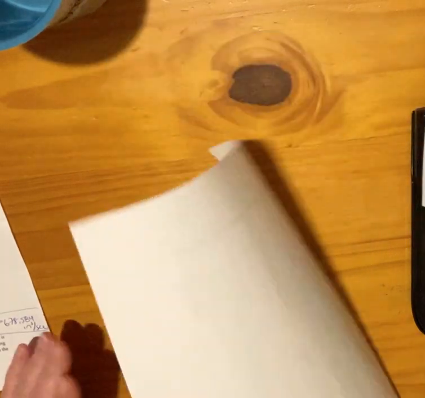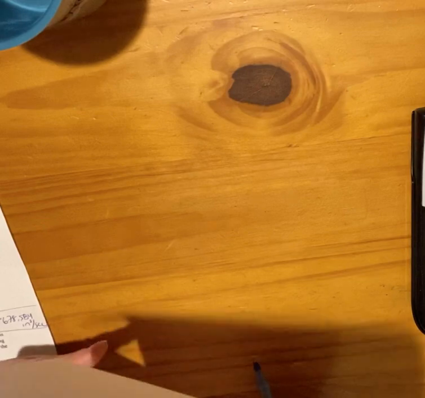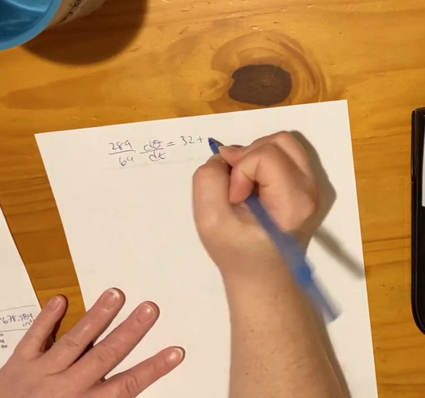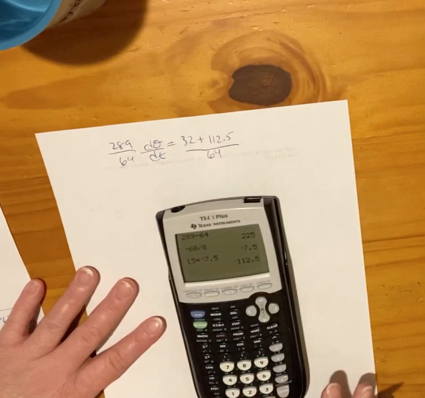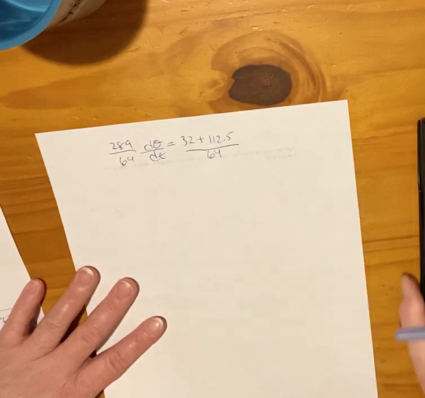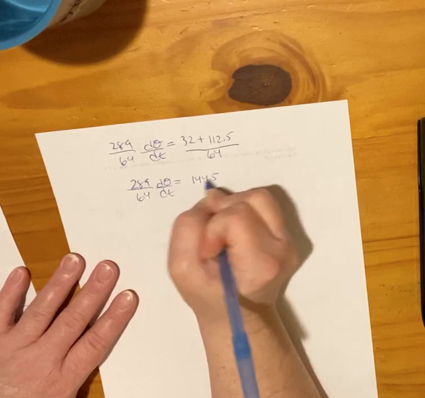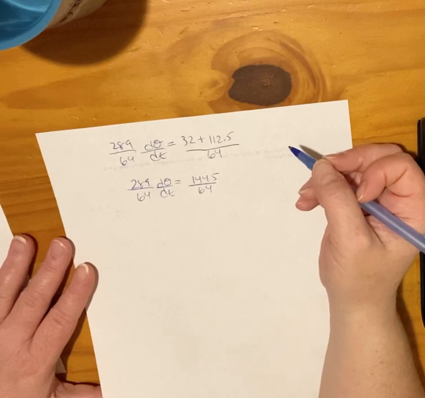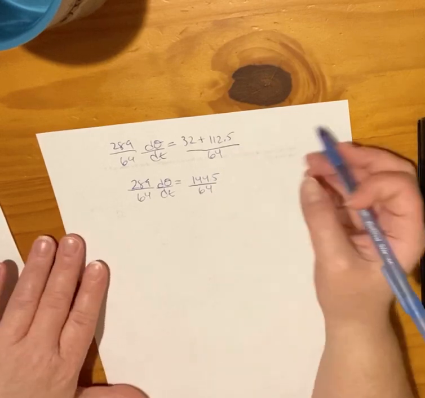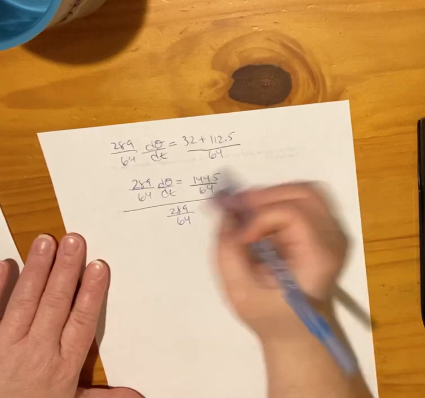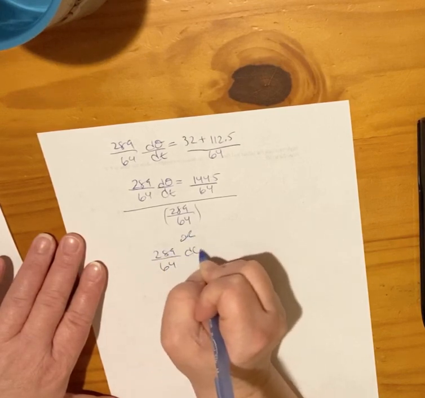All right, so I'm gonna turn this over. 289 over 64, d theta dt, and I have 32 plus 112.5, because it was minus a negative, over 64. So you ready? I'm getting 144.5. And what's the last step? What's the opposite of multiplying by 289 over 64? It's dividing. But if you divide fractions, you multiply by the reciprocal. So if you have a good enough calculator accessible, you can just do divided by a fraction. Just make sure you put parentheses around it. Or you can multiply by the reciprocal.